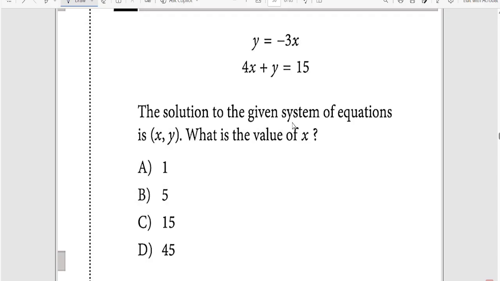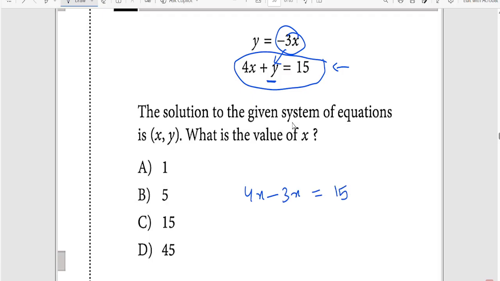Now next question. You are given a system of equations. What is the value of x? You have to solve it for x. Now because you are given the y value, if you plug this into the second equation, you will get it in x terms, and you can solve it for x, right? So 4x plus, in place of y I'm going to plug in negative 3x is equal to 15. Now 4 minus 3 is just x, so x is equal to 15. So option C is correct, right?